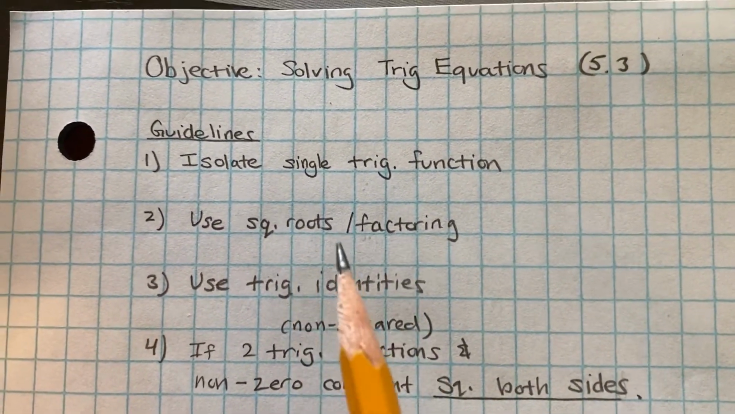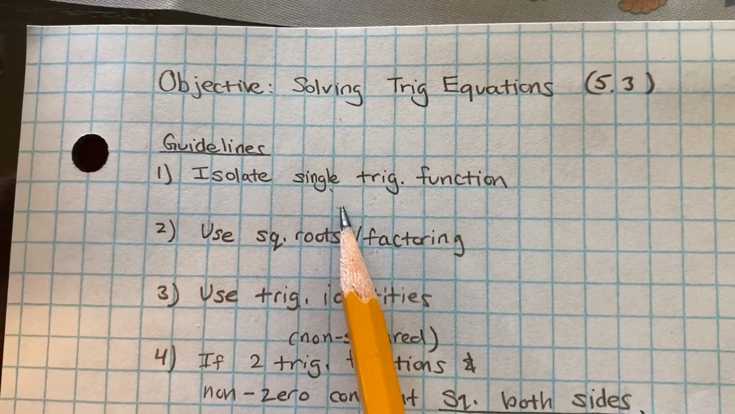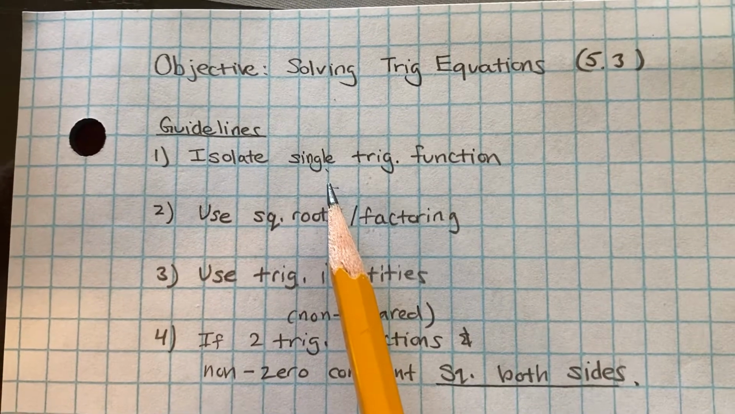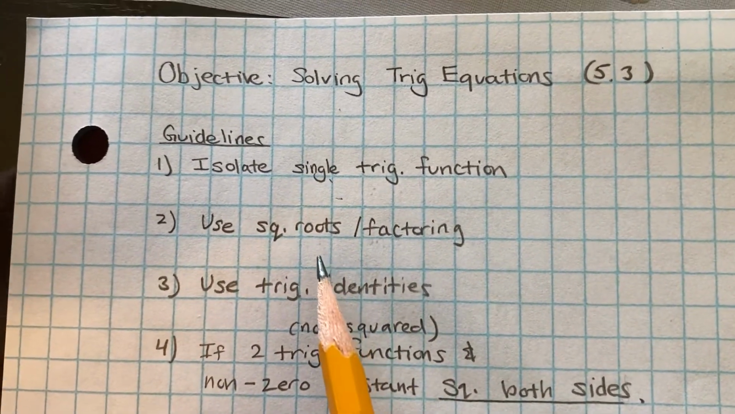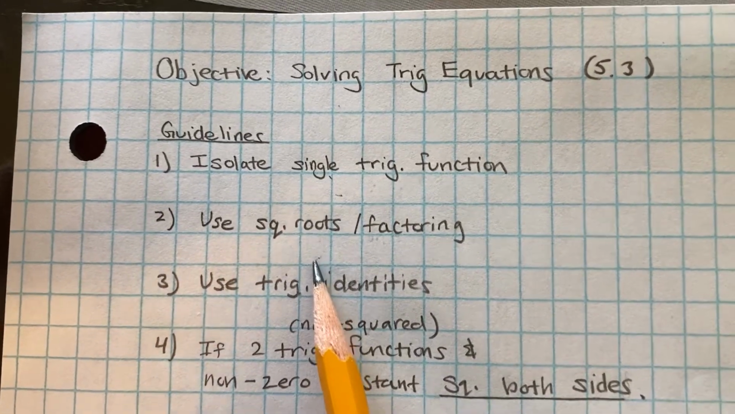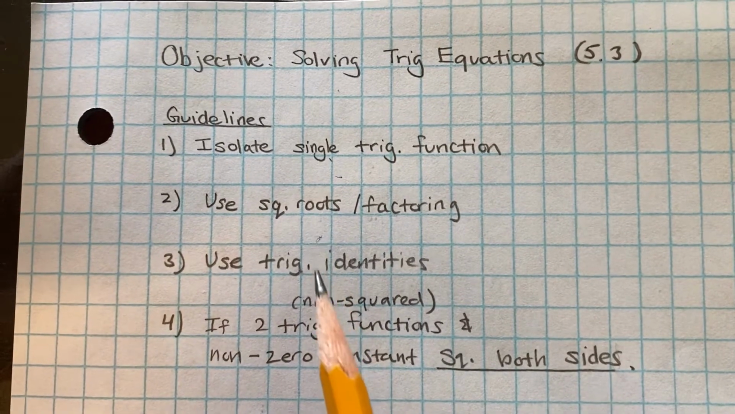If you see a single trig function, you want to isolate it. It's kind of like solving one-step equations, right? If you see a single x, you want to get it by itself. You can also use square roots and factoring, so all your quadratic equation skills still apply to solving trig equations.